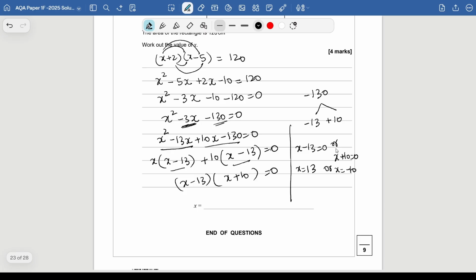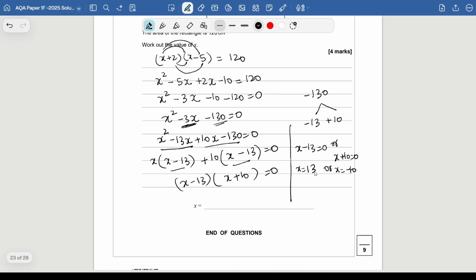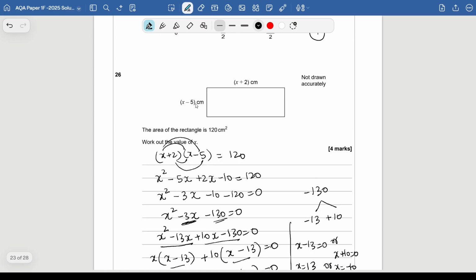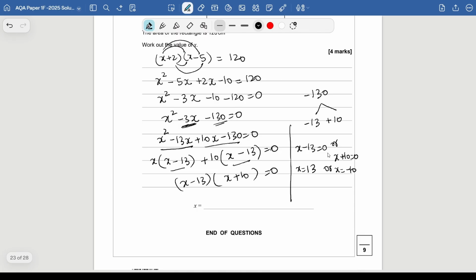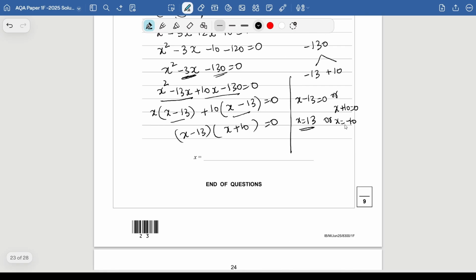Now which of these is true? We have to find the value of x, so only one value is true here. If I substitute 13 in place of x, let me check if I'm getting a positive or a negative. 13 is a positive number, take out 5, this will be positive. So 13 is the one valid answer. What about negative 10? If I substitute negative 10, this will be negative 15. One of the sides being a negative value is absurd for a rectangle, so this value cannot be accepted. The only answer is positive 13. The answer is 13 centimeters.